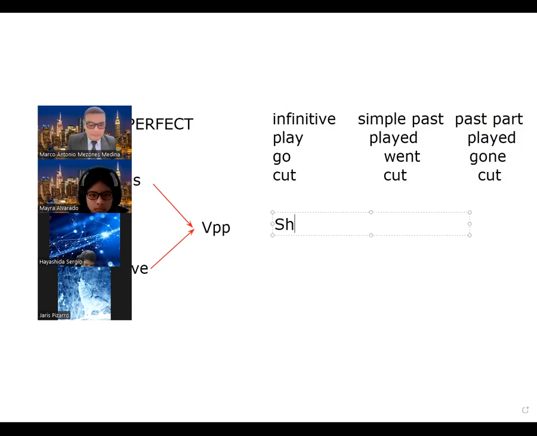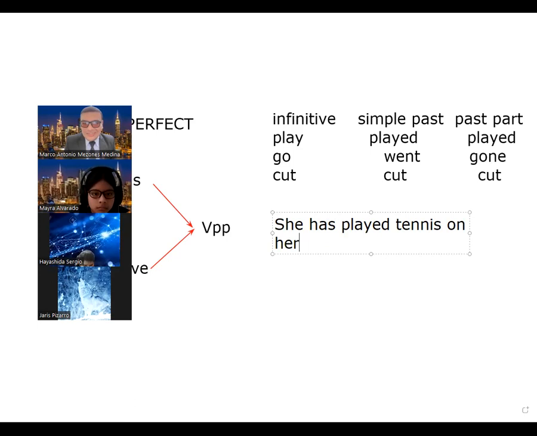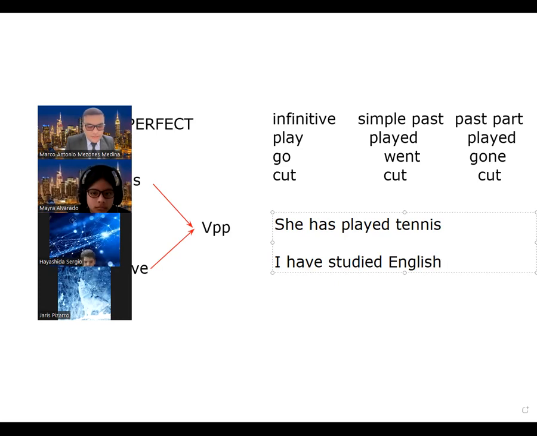A ver, te echo un ejemplo para entenderte mejor. Allí te voy. Listen. She has played tennis. She has played tennis. Yeah, that's it. Ella ha jugado tenis. Lo aceptas que fue en el pasado, pero no hay más información de cuándo sucedió. I have studied English for 6 years. Understand, students?